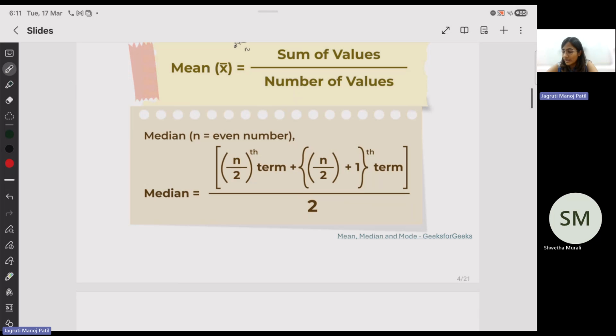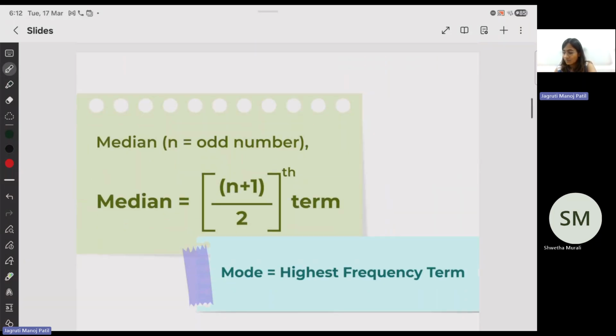Then you have something called median. Median is nothing but the centermost value that you have in your data set. Sorry, for even numbers, it follows the n by 2th term. So let's say you have 10 numbers in your data set. Arrange them in ascending order. When you arrange them in ascending order, you take the fifth term and the sixth term, and you average them. So that's your median for that particular data set. So median is directly dependent on the number of terms you have. If it's odd, it's the (n plus 1) by 2th term.